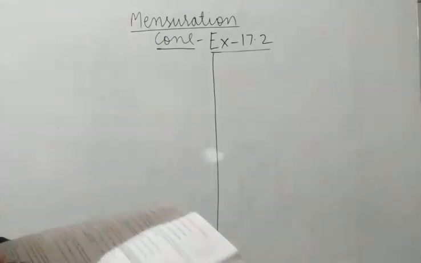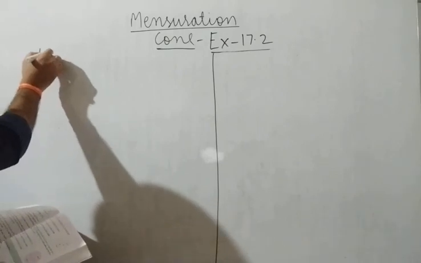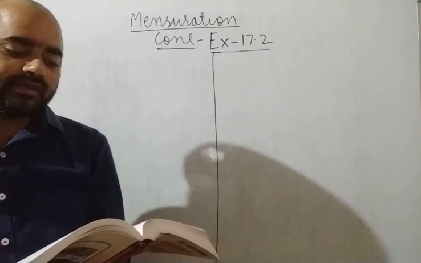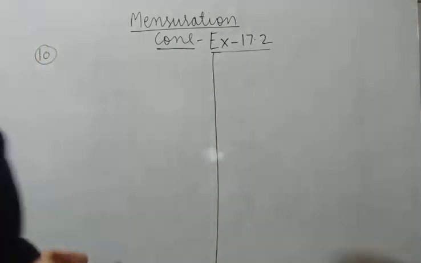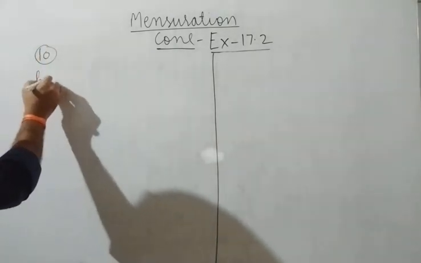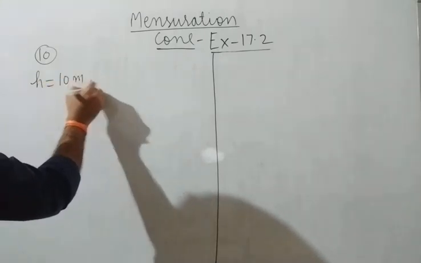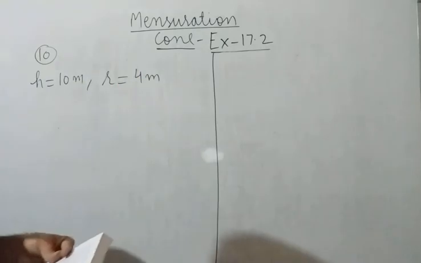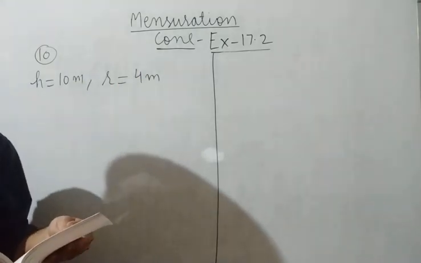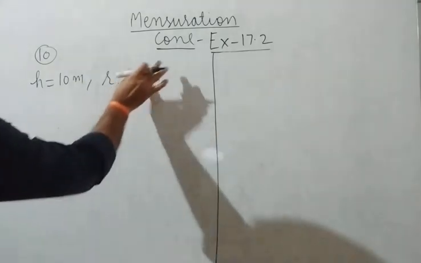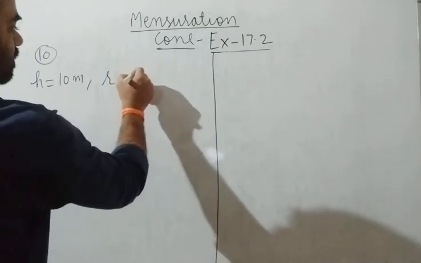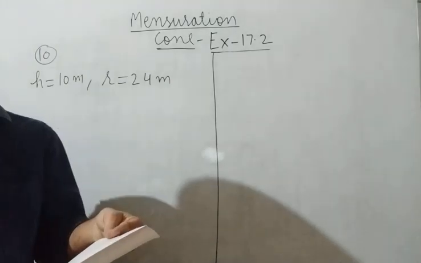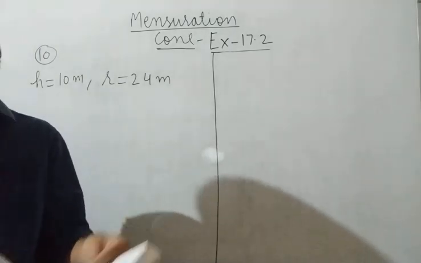So next is question number 10. Conical tent is 10 meter high and radius of its base is 24 meter. 10 meter high means vertical height 10 meter. Radius of its base is 4 meter, correct? Sorry, 24. So this is given.